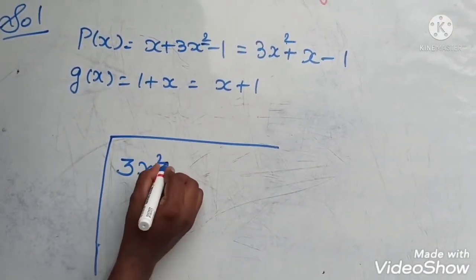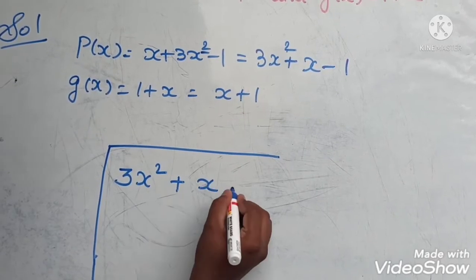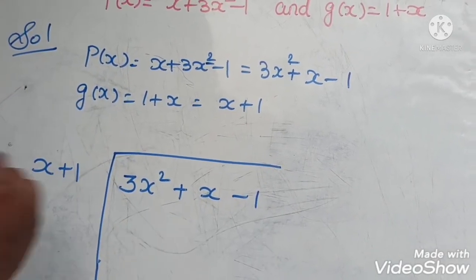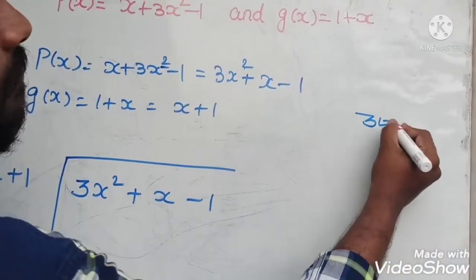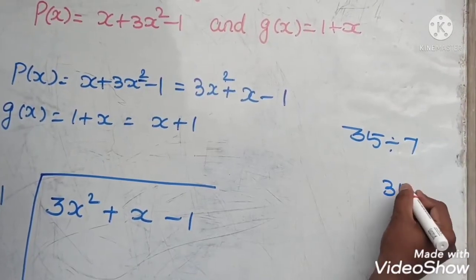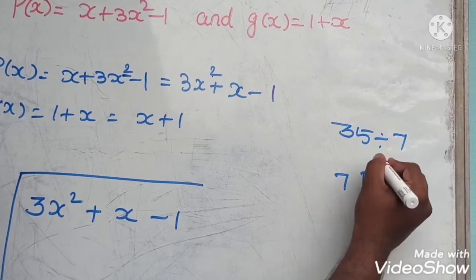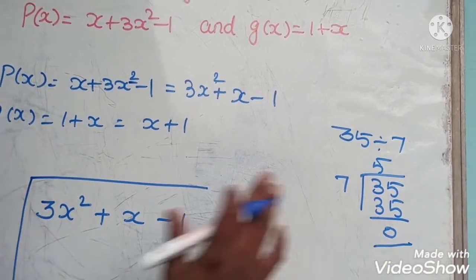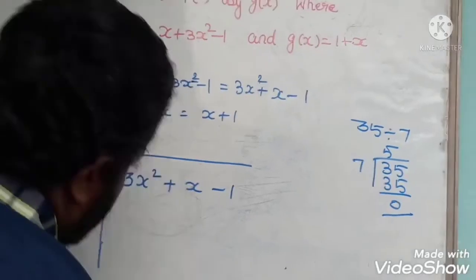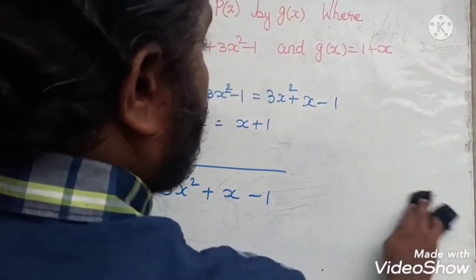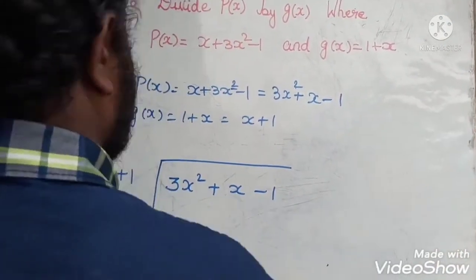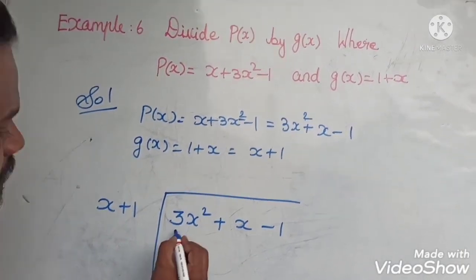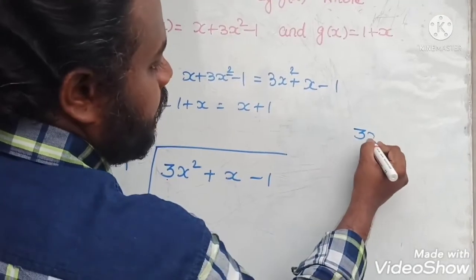So 3x square, the first term, plus x minus 1, divided by x plus 1. Normally you know that 35 can be divided by 7: 5 sevens are 35, which leaves 0. And how do you divide the variable? You have to compare the first term of g of x and the first term of p of x. What is the first term? 3x square.